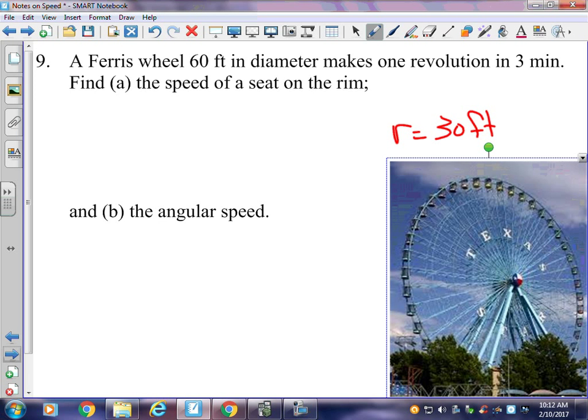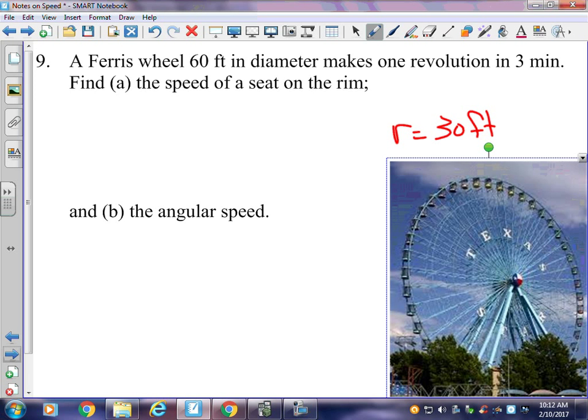Now, if you think about that, a yardstick is 3 feet, right? So it would take 10 yardsticks to make just the radius. It would take 20 yardsticks to make the diameter. So this thing is huge. Did I say that wrong? 20 yardsticks is what I meant to say. I can't talk today.